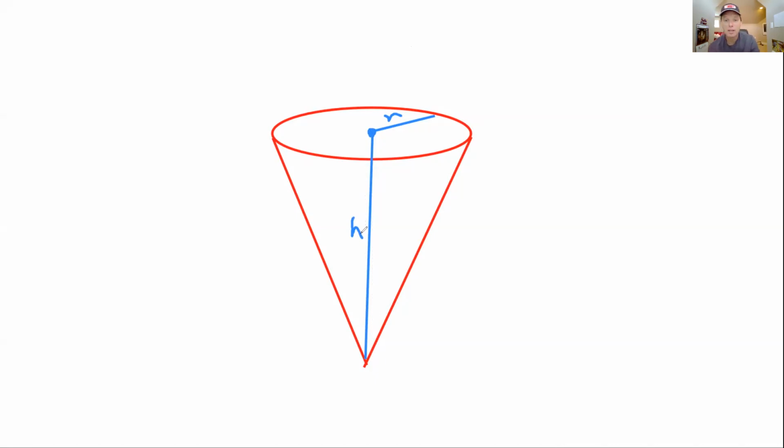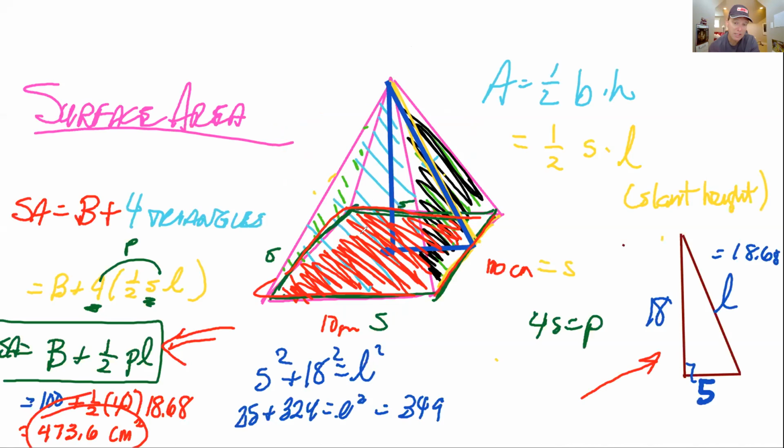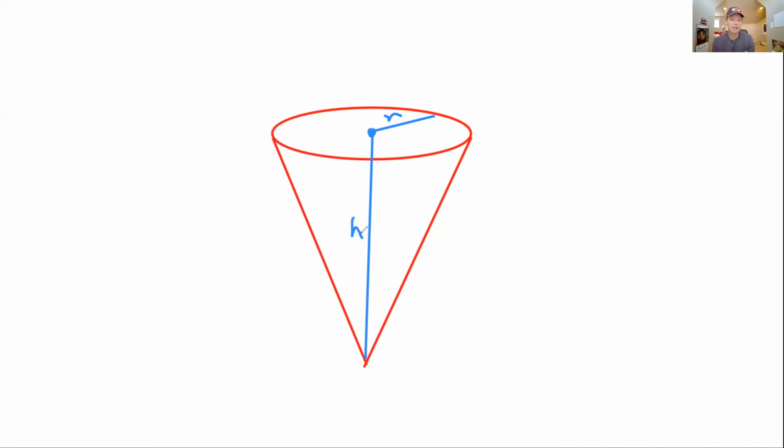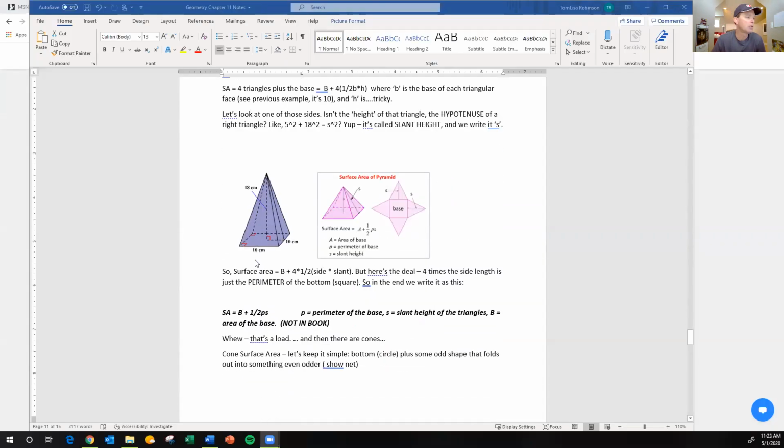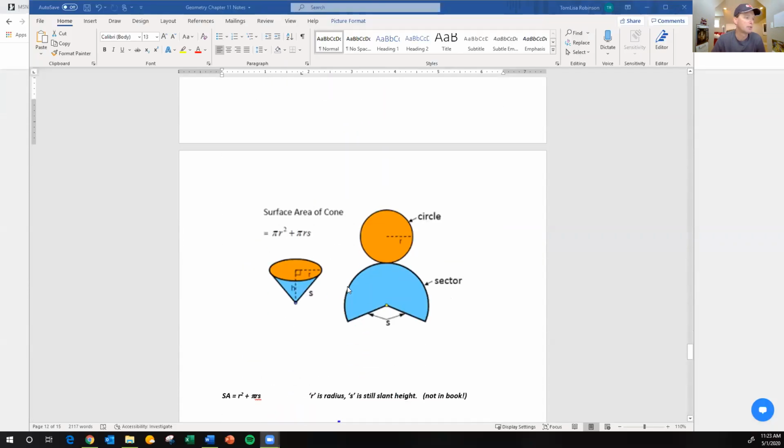Okay, now, this is tougher. Why? Because over here, I could look at each one of these sides and think, oh, it's just a triangle. But what does it look like when you peel this cone out? I can actually peel it out. You see that? What kind of shape is this cone going to make when I peel it out? And my answer is going to be on this other page over here. So let me show it to you. It's going to look like this.